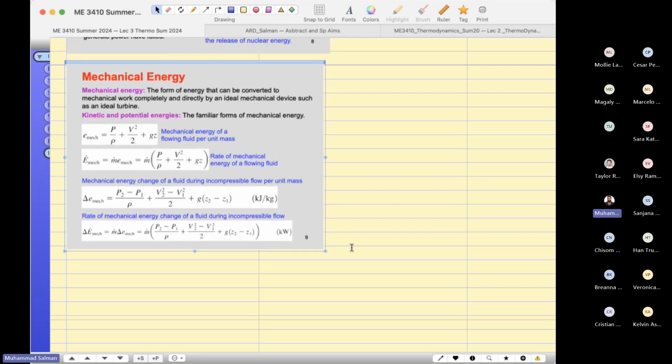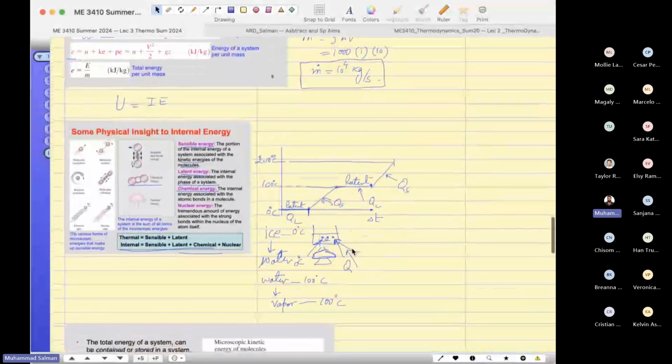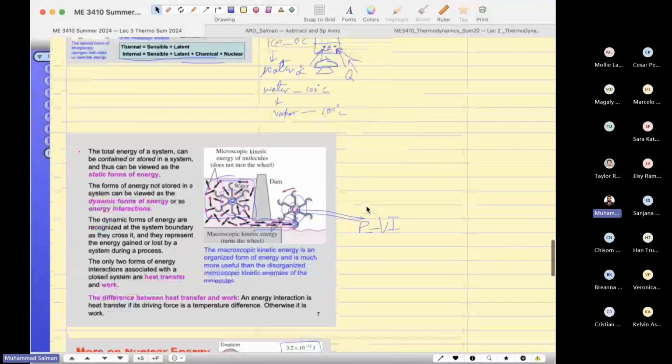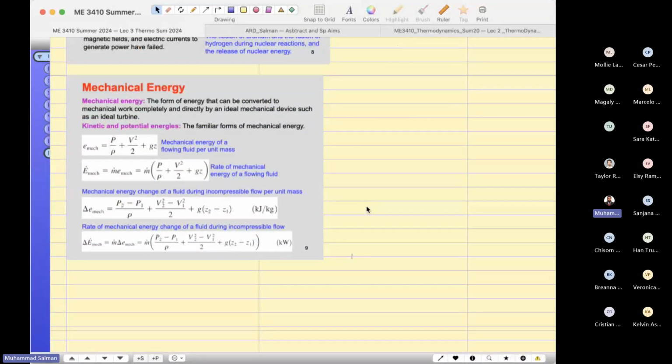This is much more important as compared to nuclear, or this is also important, but now we will talk more about the mechanical energy.